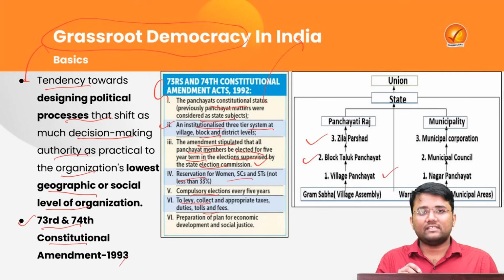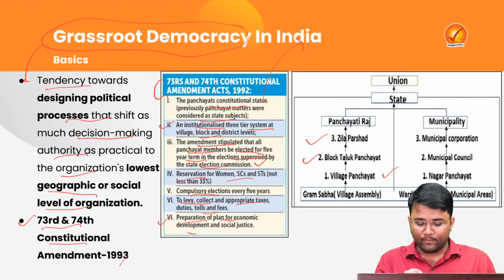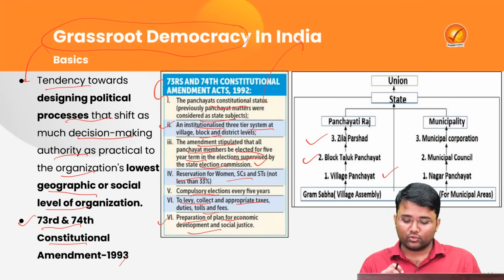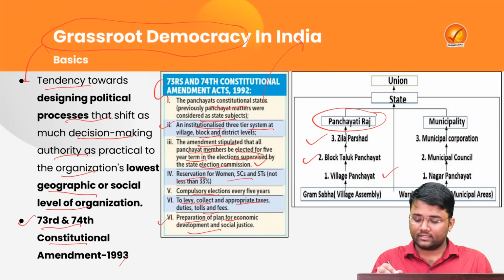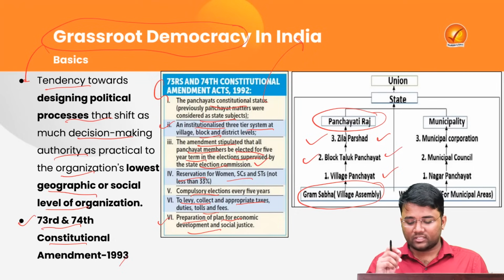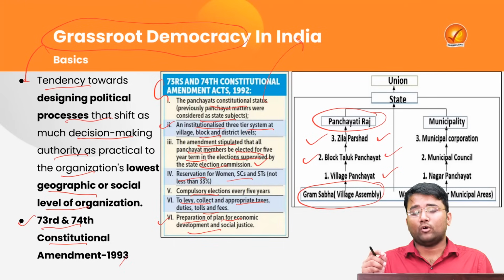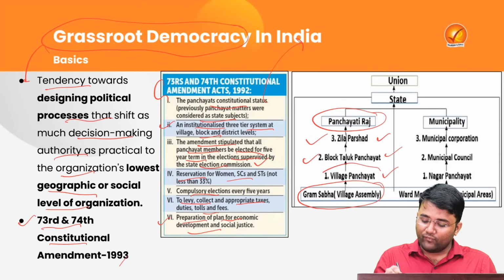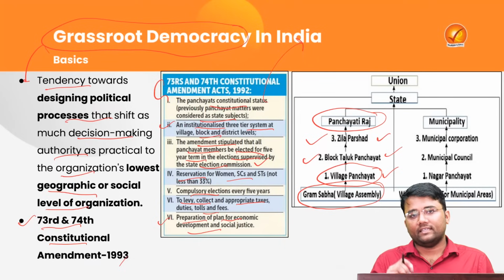They have also been given some powers to levy, collect and appropriate taxes, duties, tolls and fees. And there has also been provision for preparation of plans for economic development and social justice. Now here, if you will see, under the Panchayati Raj system, there is a three-tier system, and at the local level there is the Gram Sabha or the village assembly, which consists of all the adult population whose names appear in the electoral roll. Okay, and the village panchayats consist of elected members in that particular panchayat.